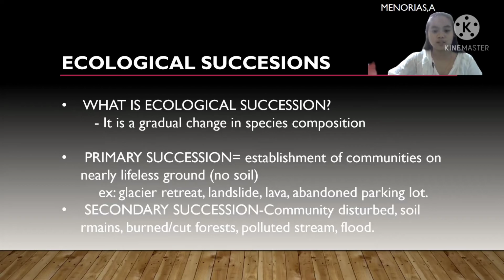The secondary succession, on the other hand, is a community where soil remains after a disturbance, such as a burned or cut forest, polluted stream, or flood. So this type of ecological succession is the evolution of a biological community's ecological structure in which plants and animals recolonize a habitat after a major disturbance, such as burned or cut forests, polluted streams, devastating flood, wildfire, landslide, lava flows, etc.